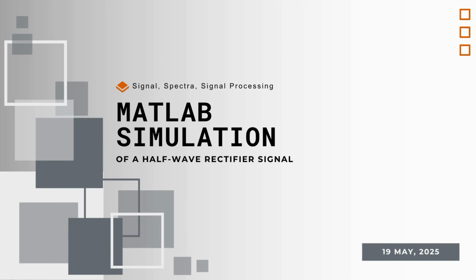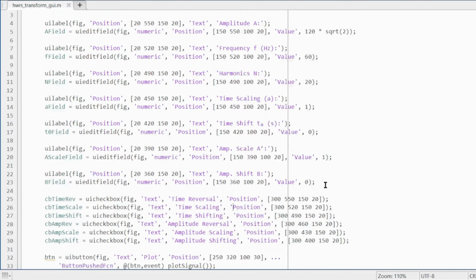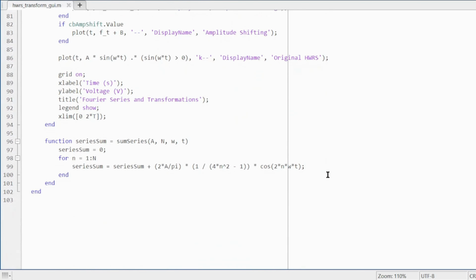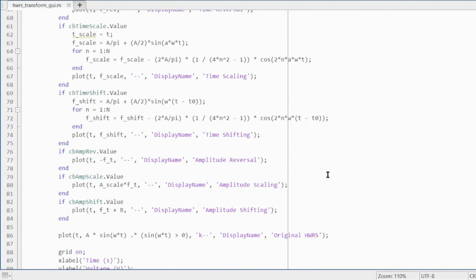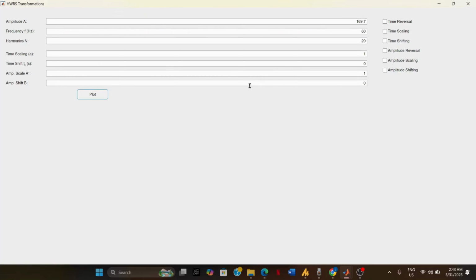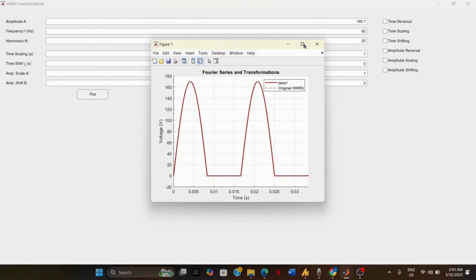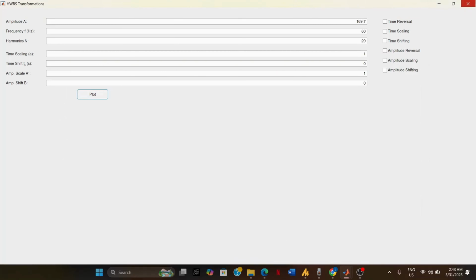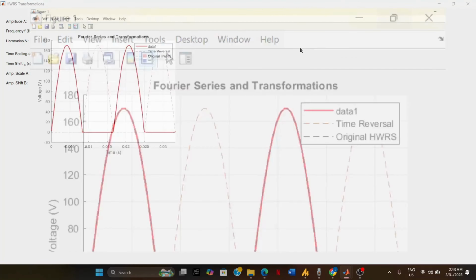We now have a MATLAB simulation, where a GUI was created to showcase the 6 transformations. Shown before you is a MATLAB GUI program which demonstrates how different signal transformations affect a waveform known as a half-wave rectified signal using Fourier series approximation. This GUI provides interactive controls to experiment with different signal transformations. When we run the code, a window opens titled HWRS Transformations. These are the elements in the GUI.